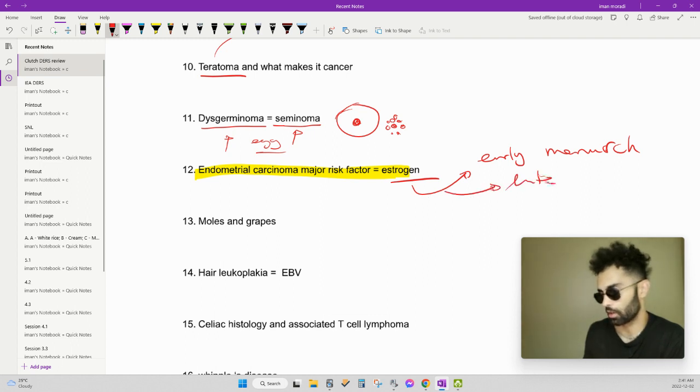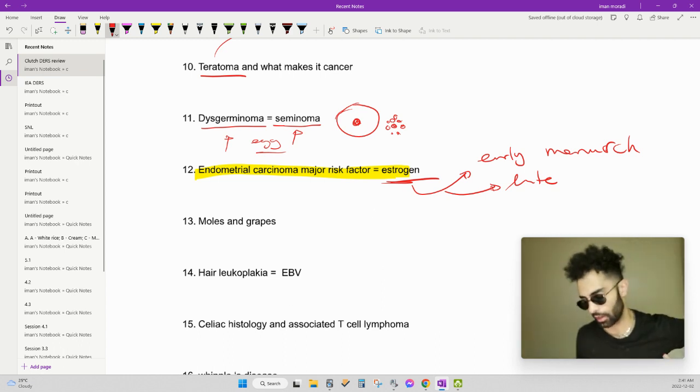Late menopause, again, why? Because you have estrogen for a longer time. If you are taking exogenous estrogen, if you have some sort of a tumor that's producing estrogen, if you have PCOS, which I explained before, it's a hyperestrogenic state.